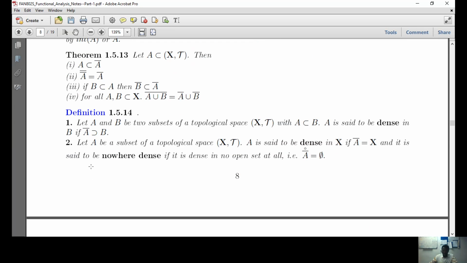Okay, so you also have the definition of something being dense, right? Like here, A and B, two subsets of a topological space (X, T), with A being a subset of B. So A is said to be dense in B. That is, you can only be dense in a larger set.